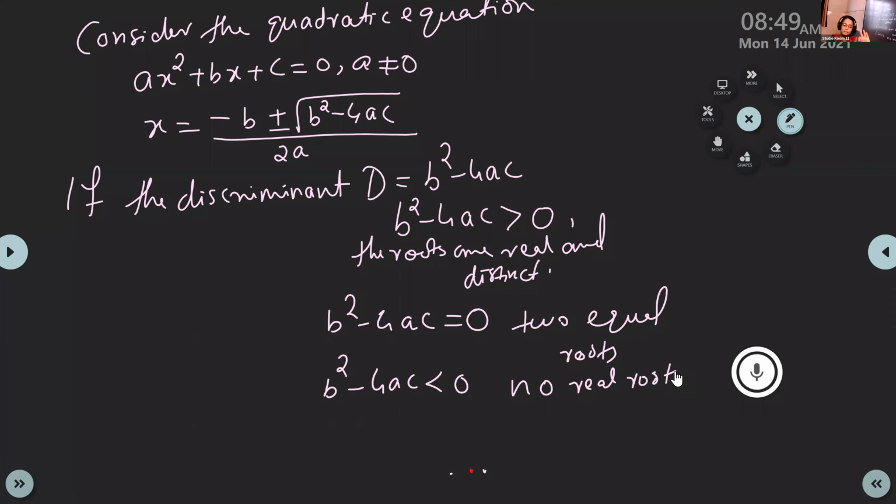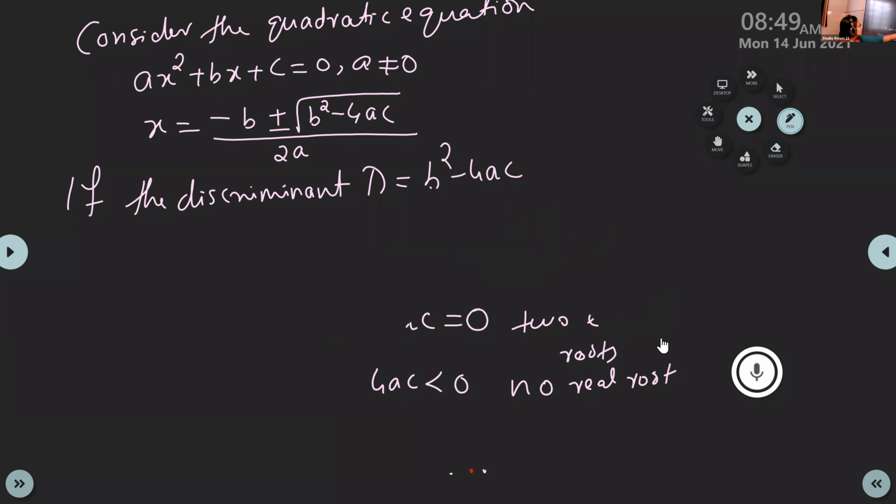So these are the three conditions for nature of roots. If b square minus 4ac greater than 0, the roots are real and distinct. Roots are real and they are different. If b square minus 4ac equal to 0, it has two equal roots. If b square minus 4ac less than 0, there is no real root. So I will explain once again.